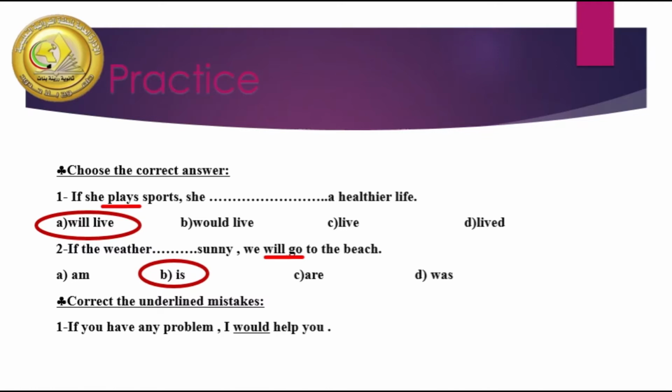Good. You're clever. Now, let's complete. We have here, correct the underlined mistakes. As we can see, we have a sentence, and in this sentence, we have something wrong. We should try to correct it. If you have any problem, I would help you. We have a line under the verb would, so it's wrong. We should correct it. Try to think, please.